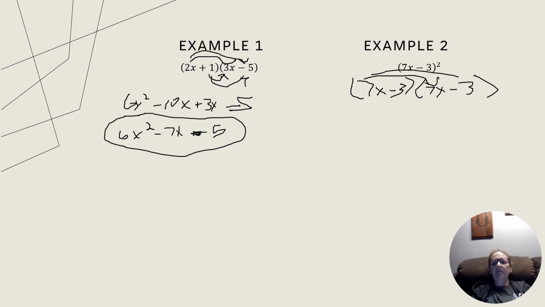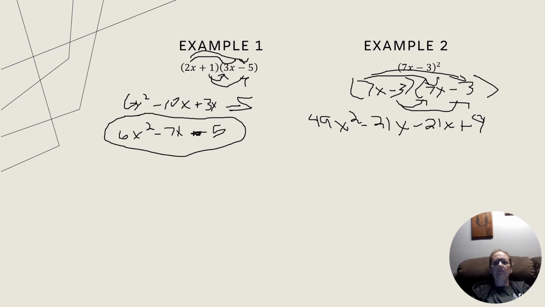So I've got that distribution, 7x times 7x. 7 times 7 is 49. x times x is x squared. And then we have 7x times negative 3 is negative 21x. And then we do the back half. So I have negative 3 times 7x is again negative 21x. And then negative 3 times negative 3 is positive 9.